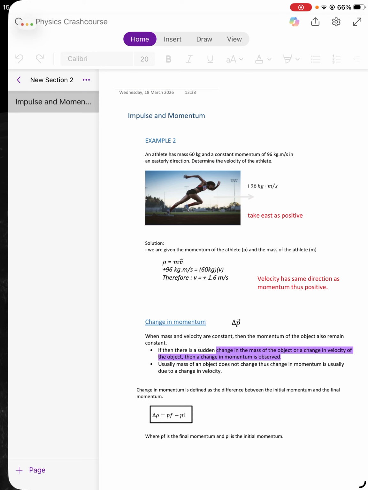Now let's look at example 2, where an athlete which has mass of 60 kg and a constant momentum of 96 kilograms meters per second in the east direction. We are asked to determine velocity. In this case, we are given the momentum of the athlete and the direction at which she is traveling, but we are asked to determine what is the velocity of the athlete.